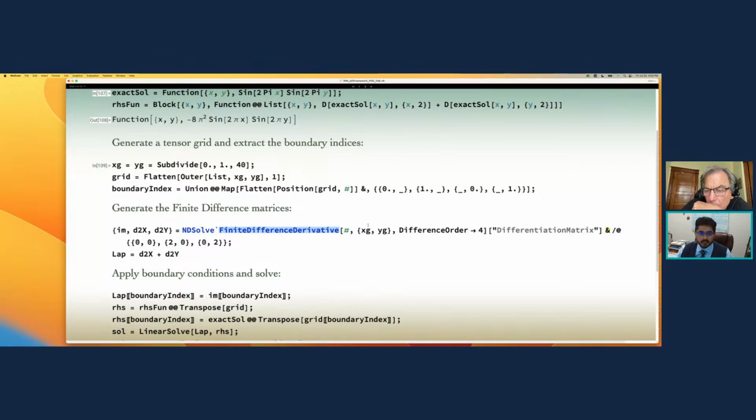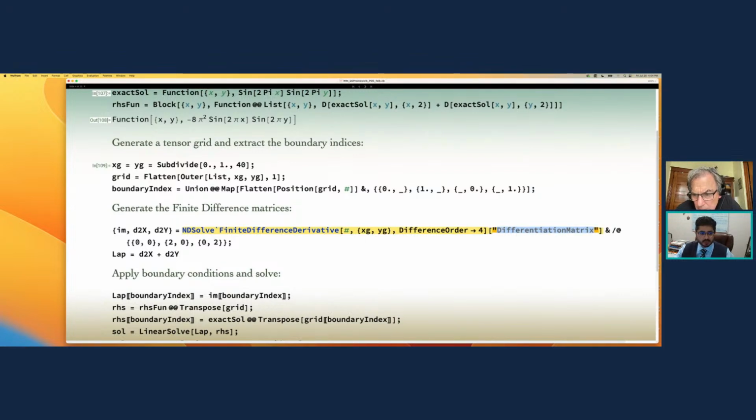You provide it with the X grid and the Y grid, and you can specify the difference order. You can go 4 to whatever. You can give pseudospectral, and you can even say, hey, listen, my derivatives need to be in the periodic domain, so you can even incorporate that. And then from there, you can extract out from this object the differentiation matrix.